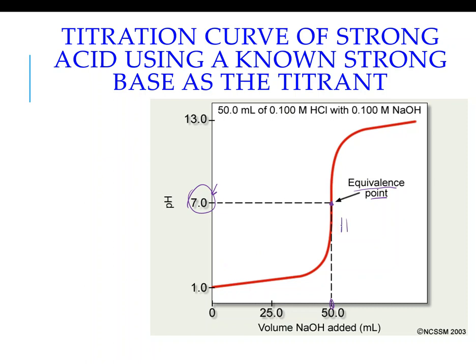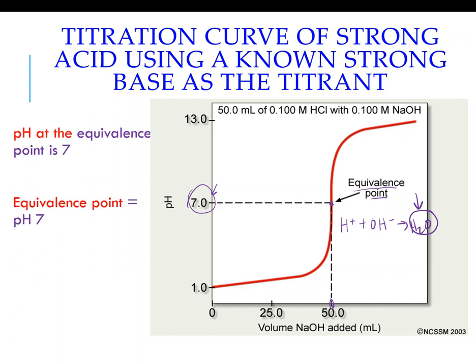Why is that? Because if all of the hydrogen has been neutralized by the hydroxide, at this point the only thing besides your spectators that should be in there is water. So if it's pure water, the pH would be 7 at that point. So the equivalence point is pH 7. Definitely note that that is for a strong acid, strong base titration. The pH always ends up being 7 because at that particular point, pure water would be the only thing left besides the spectator ions.